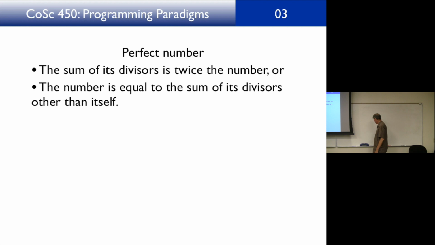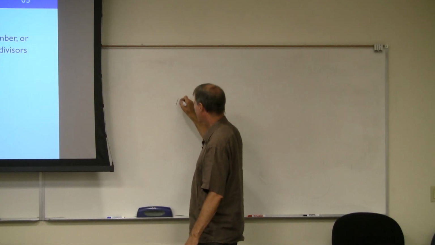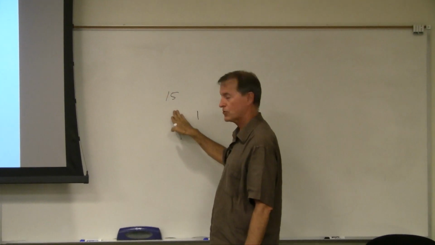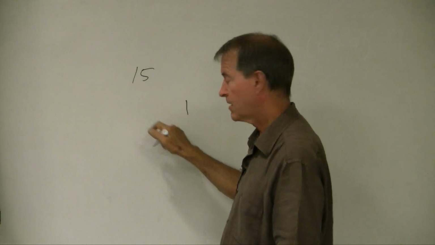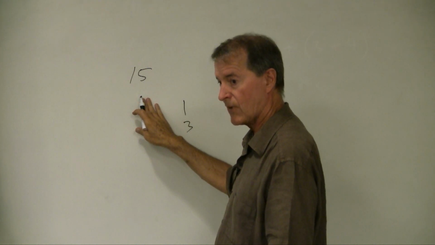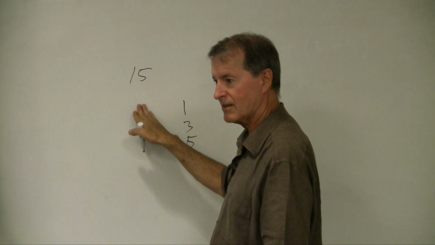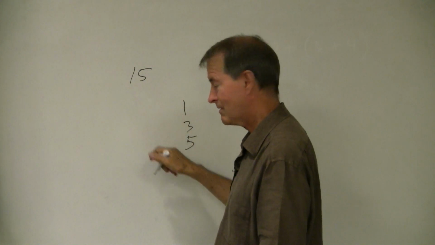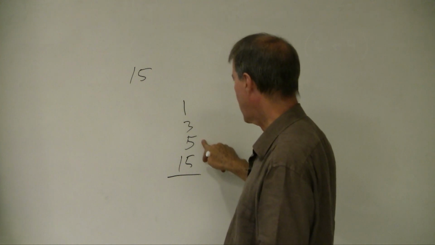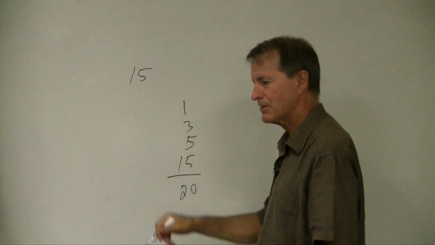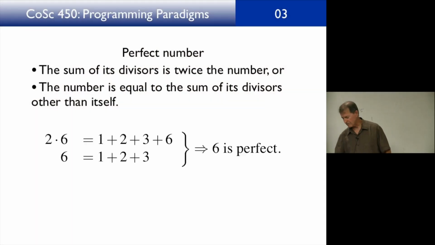Are you with me? Let me ask you a question. Is 15 perfect? Does 1 go into 15 evenly? Does 1 divide 15? Yes, so that's 1. Does 2 divide 15? No. Does 3 divide 15? Yes. Does 4 divide 15? Does 5? Yes. Does 6? Does 7? Does 8, 9, 10, 11, 12, 13, 14? Does 15 divide 15? Yes. So what's 15 plus 5 plus 3 plus 1? Oh, shoot. 24 is not 15. So that's not perfect.